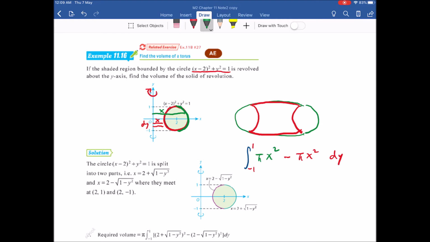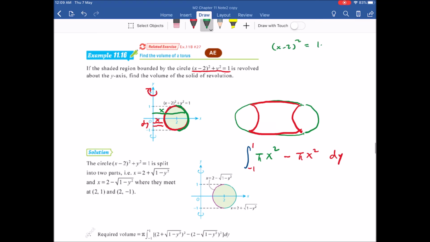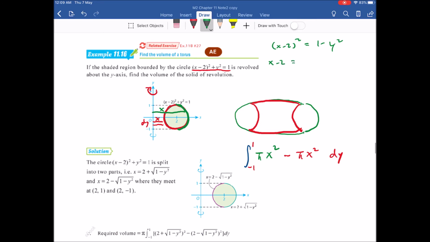And then we focus on what x squared is. Here you see that (x minus 2) all squared equals 1 minus y squared, and then taking the square root, you get plus or minus. The green one corresponds to x equals 2 plus root of 1 minus y squared, and the red one corresponds to x equals 2 minus root of 1 minus y squared.